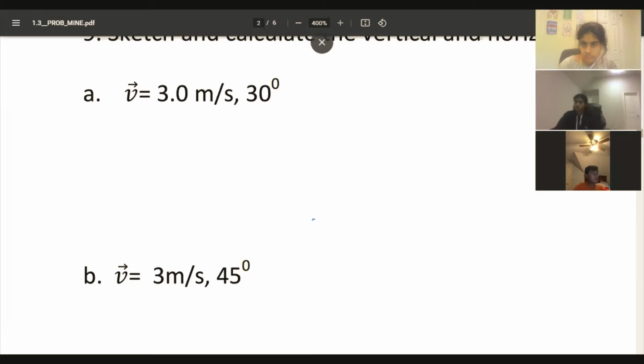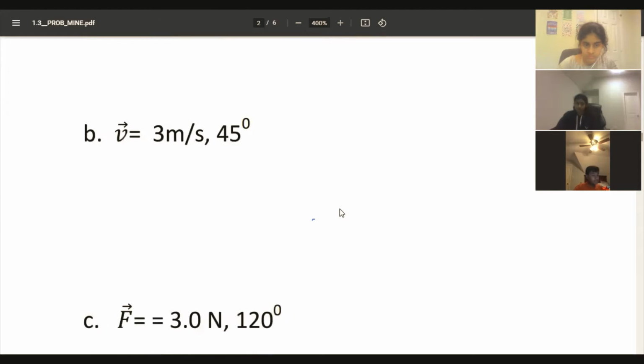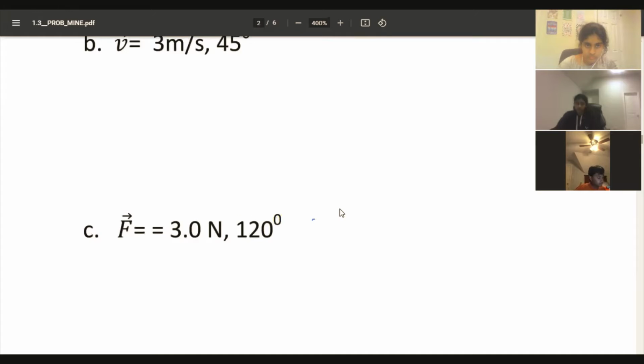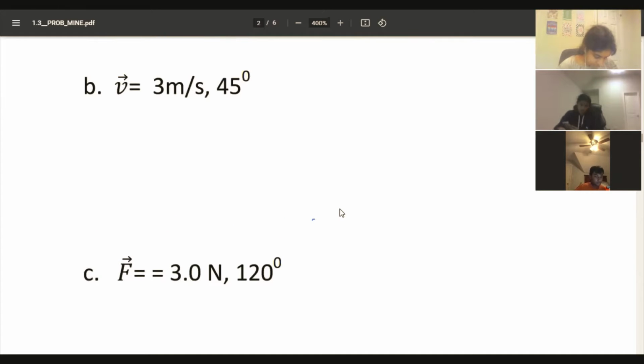Okay, if you can scroll down to 9B or 9C, we can cover one of those. Okay, so for 9B, I guess we're doing that one. So we're going to do the same thing in 9B, and we're going to create the X and Y axis. So let me do that very quickly.